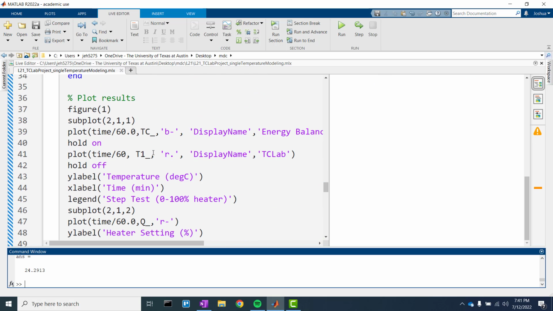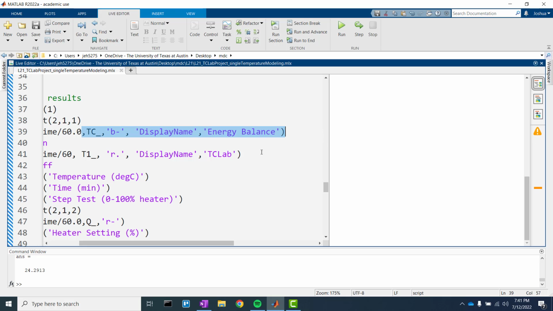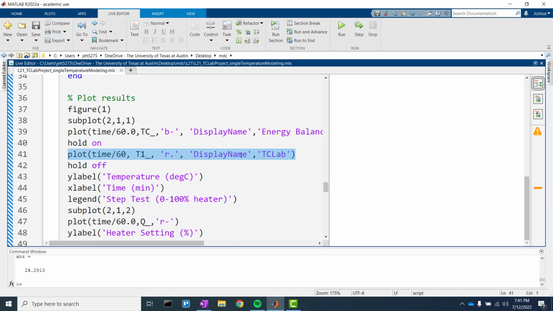So we'll go ahead and run it for real this time, and now we'll see on the other side what the real results are. You'll notice we're going to display in blue what the energy balance said will happen, and then our results from our TCLab.